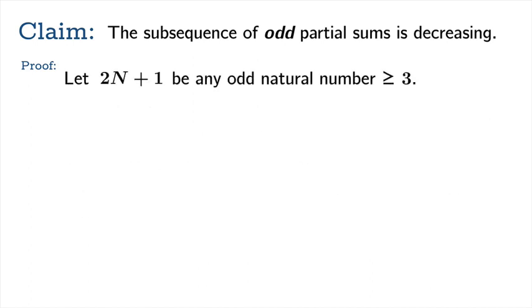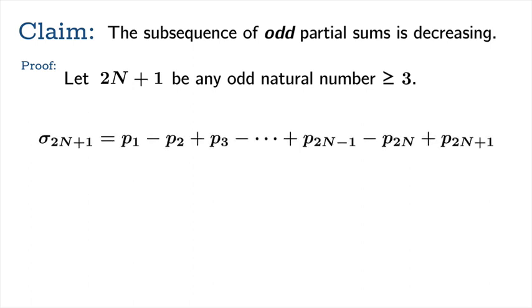So let's see if we can go for the general case in one fell swoop here. Let 2n plus 1 be any odd natural number greater than or equal to 3. The reason we're taking it greater than or equal to 3 is we're going to back up, so we want someplace to go, and that could be 1 possibly. So here is the 2n plus 1th partial sum in its full glory here. And what we'll notice is that right there is actually the previous odd partial sum. That's sigma 2n minus 1.